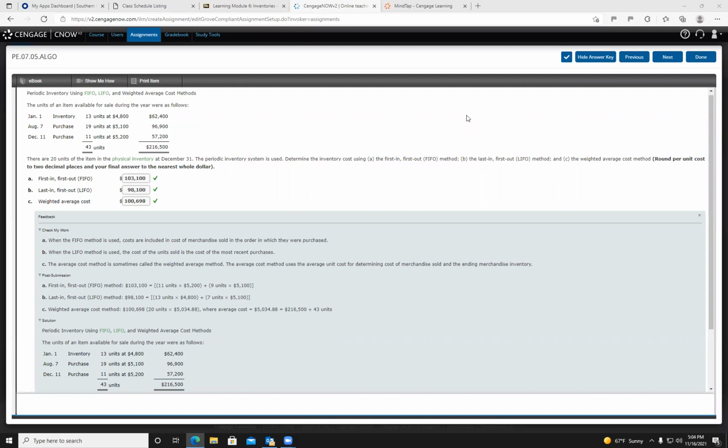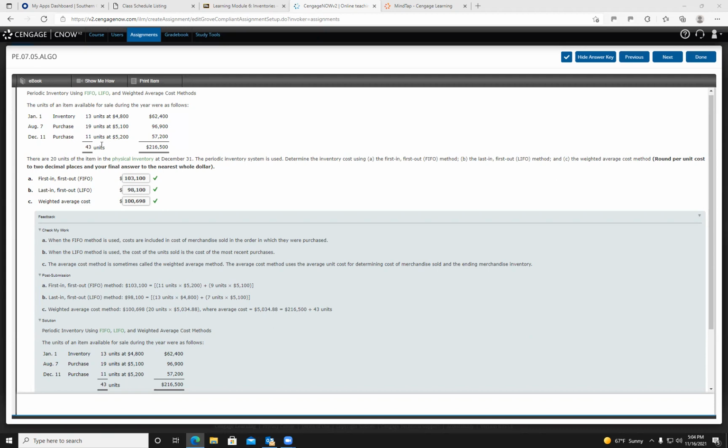All right, so under the FIFO, again, we assume that the first items purchased are the first items sold. So if there are only 20 units on hand as of December 31st, then we're to assume that the ending inventory would be comprised of our most recent purchases. Okay, so of the 43 units totally available for sale during that entire fiscal year, we now only have 20 units available, meaning 23 units were sold.